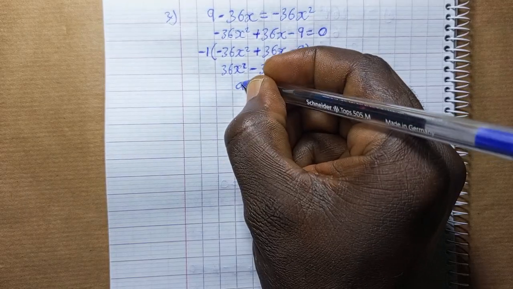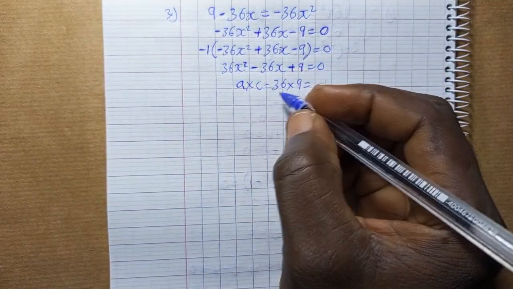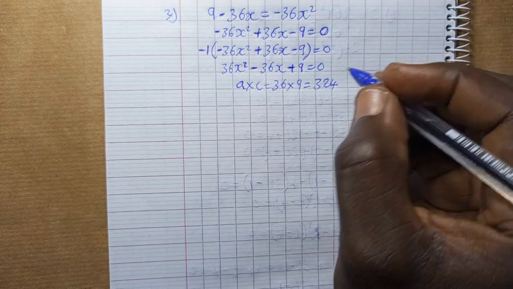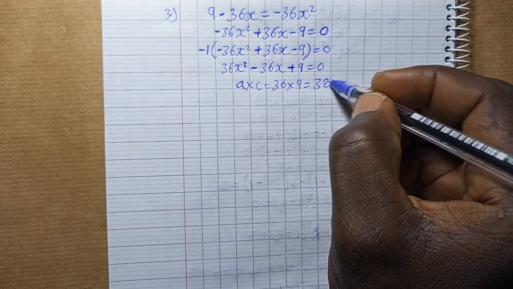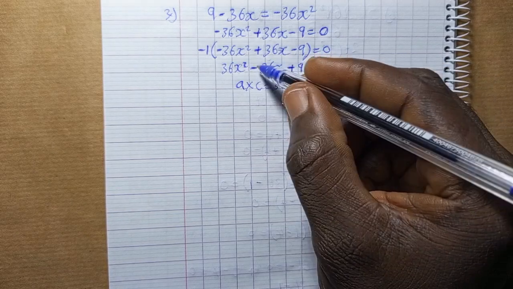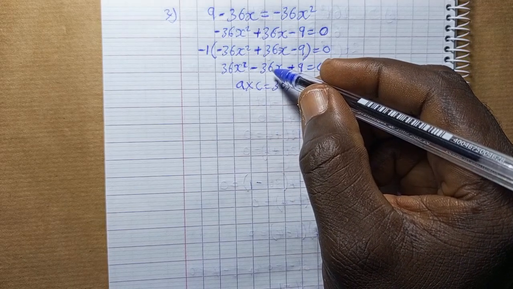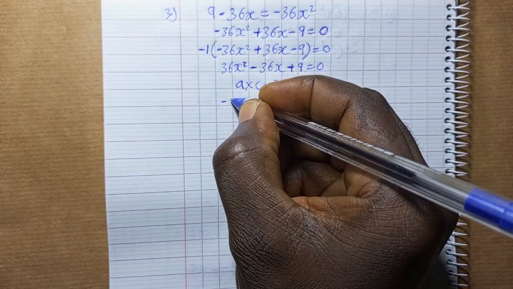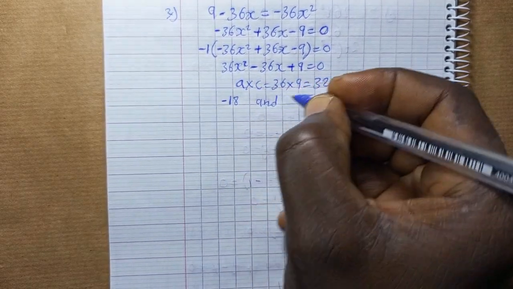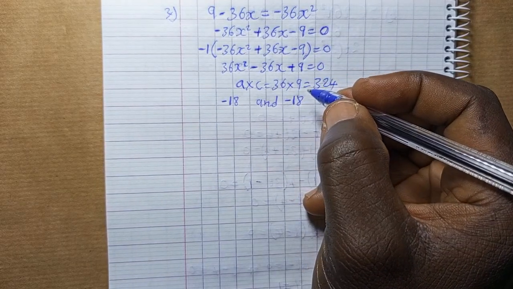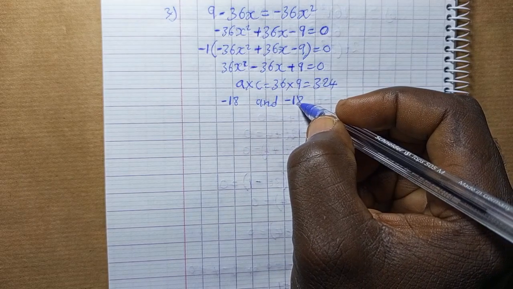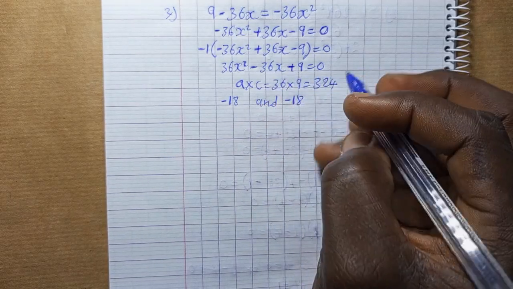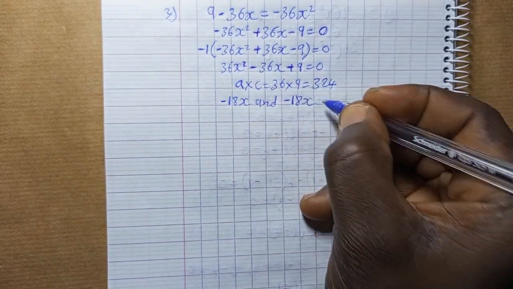So AC here, A times C, equal to 36 times 9, which will give us 324. Now we'll be looking for two numbers such that if we multiply them, we'll have this value, and if we add them together, we are going to have this value. Remember, this term is negative, therefore the two numbers must be negative also. Now the numbers are minus 18 and minus 18 respectively. So minus 18 times minus 18 will give us 324. Minus 18 plus minus 18 will give us minus 36. So just add x to them, since we are working with the variable x.